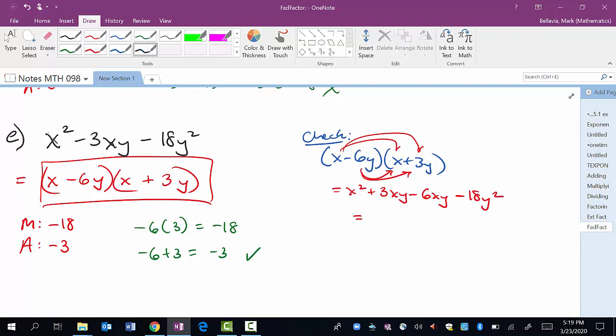And then all we do is combine like terms. Combining like terms here, I have x squared plus 3xy minus 6xy is minus 3xy, and minus 18y squared. So the check works out because it's what we had originally over here. That's how you know you factored it properly.